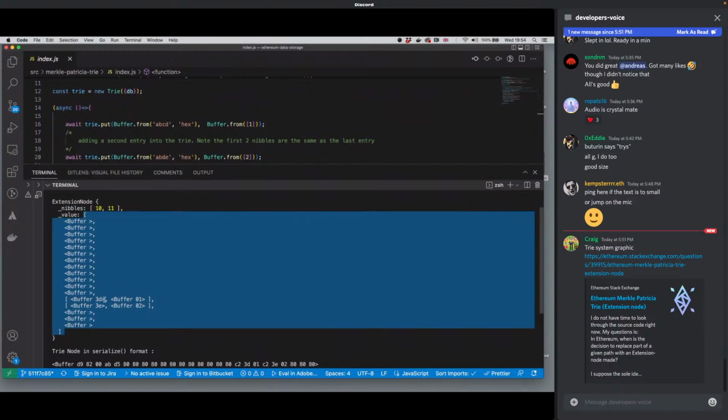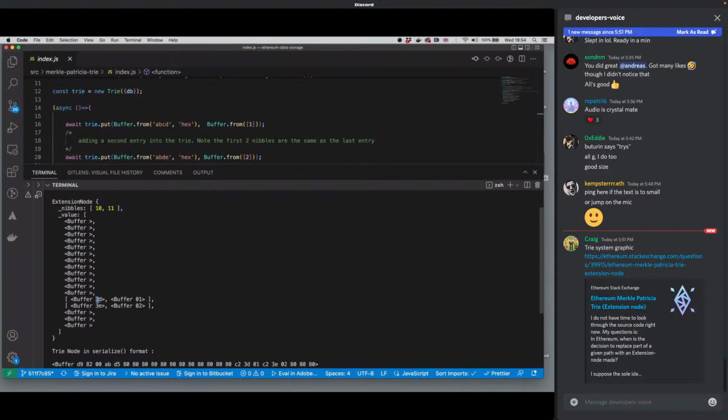Then internally, you can see in the RLP encoded format, if you remember from last time, the hex prefixing over here is saying I am a leaf node and I have an odd number of nibbles because it's 3, right? If the hex prefix was 2, it would be indicating an even number of nibbles after it. And then you have the value.